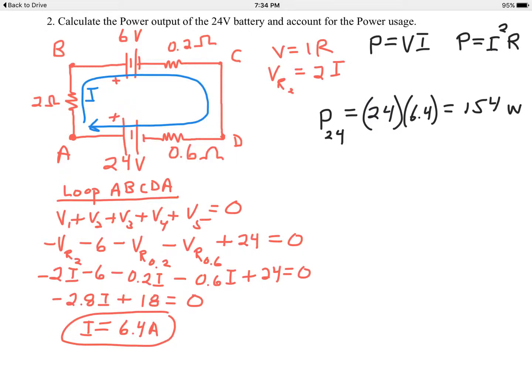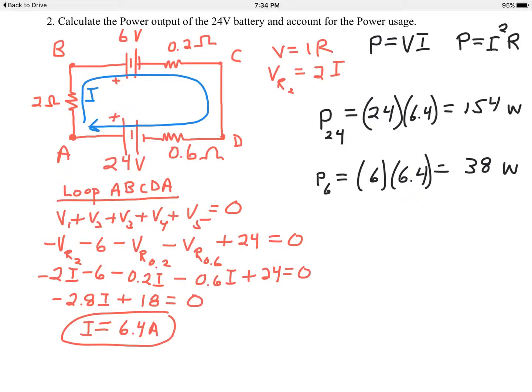154 watts. Every other device here is either transferring the energy to heat, the resistors, or being charged, the 6-volt battery, as you'll see as we go along here. For example, the power of the 6-volt battery is its voltage, 6 volts, times 6.4. And in many respects, we can call this a negative. I'm not going to do that right now. I'll show you how this all comes into play in a second. But 6 times 6.4 comes out to be 38 watts.